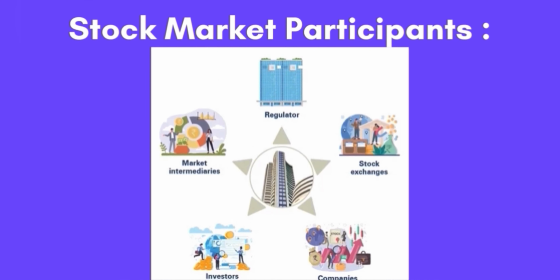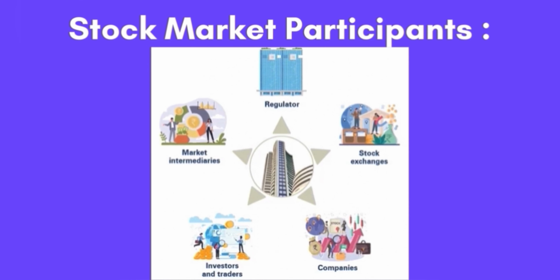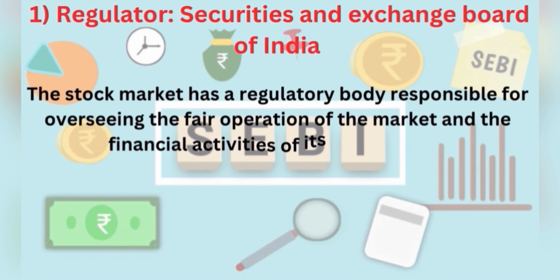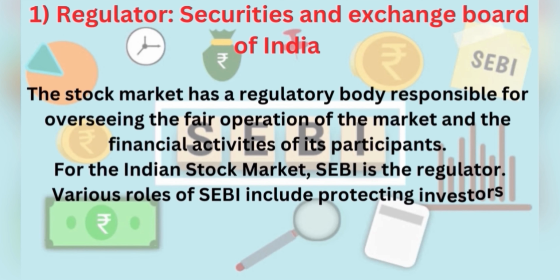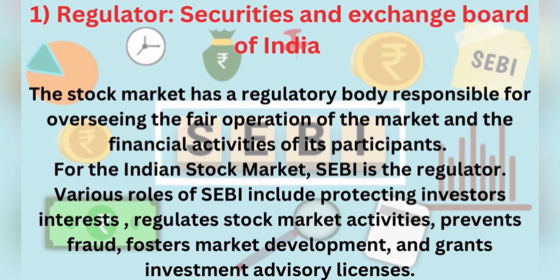Who are market participants? Regulators, stock exchanges, companies, investors, traders, and market intermediaries all play vital roles in the functioning of the stock market. Let us discuss each market participant. First is regulator. In simple terms, the stock market has a referee called a regulatory body. This referee watches over the game, the stock market, to ensure everyone plays fair and the rules are followed by all the players, including companies and investors.